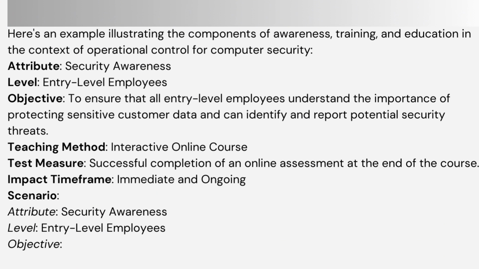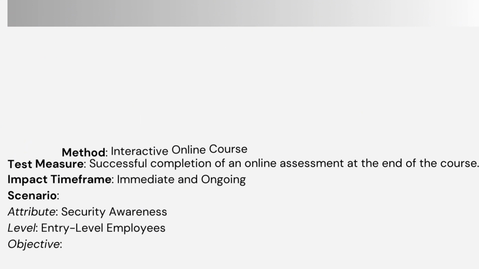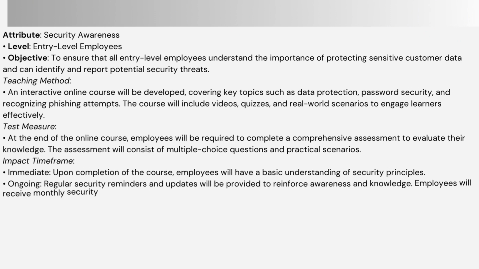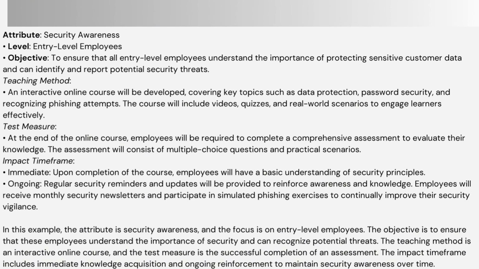The scenario should include the attribute, which is security awareness. The level should include entry-level employees, and the objective. So the attribute is security awareness, as I've said. The level is entry-level employees. The objective is to ensure that all entry employees understand the importance of protecting sensitive customer data and can identify and report potential security threats. The teaching method: an interactive online course will be developed covering key topics such as data protection, password security, and recognizing phishing attempts. The course will include videos, quizzes, and real-world scenarios to engage learners effectively.